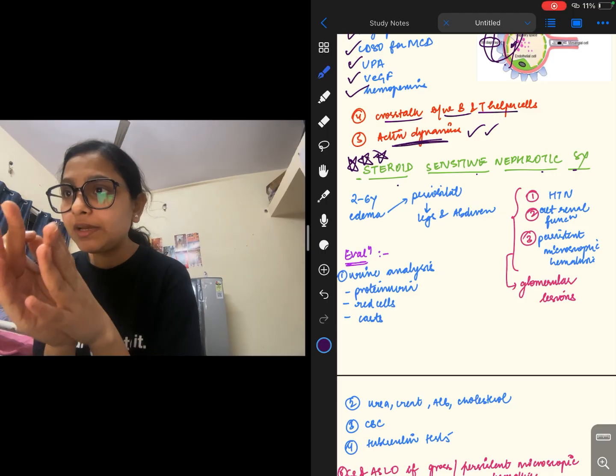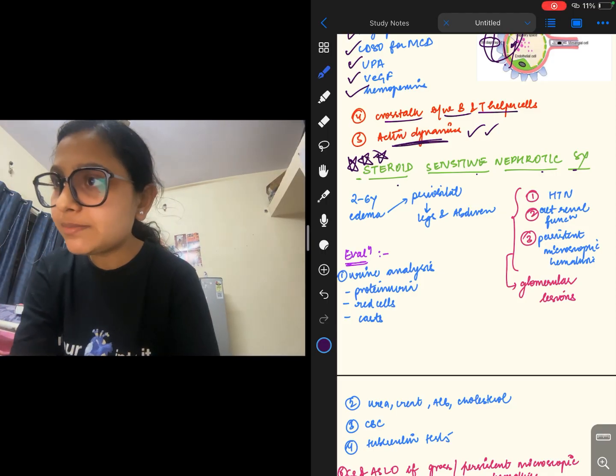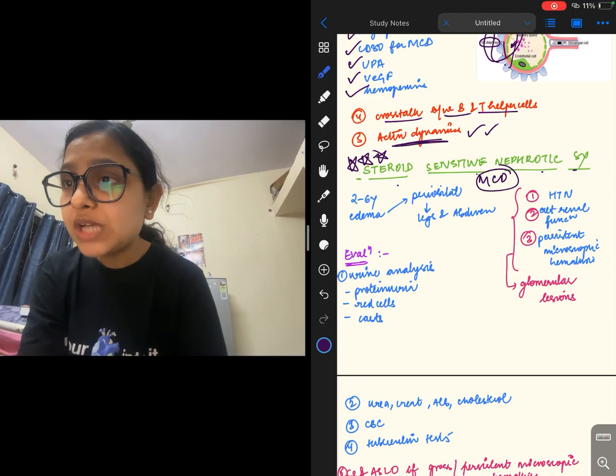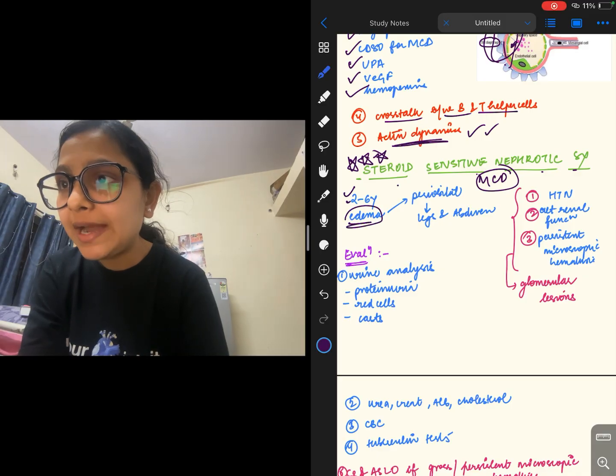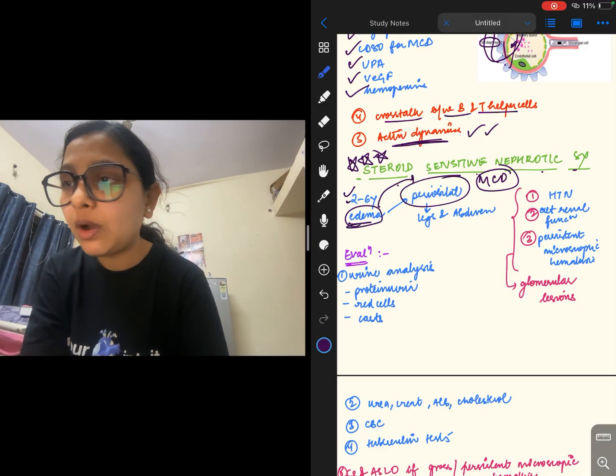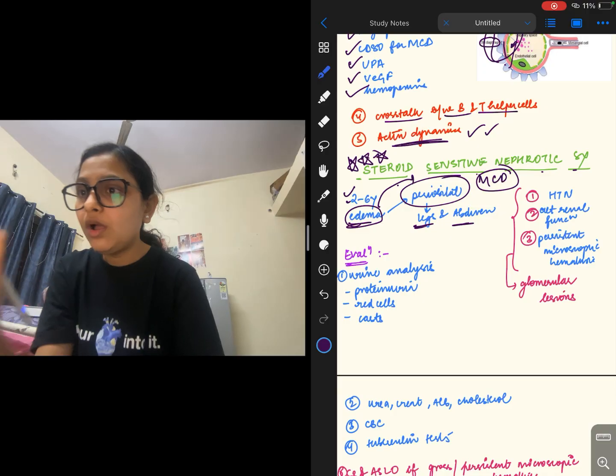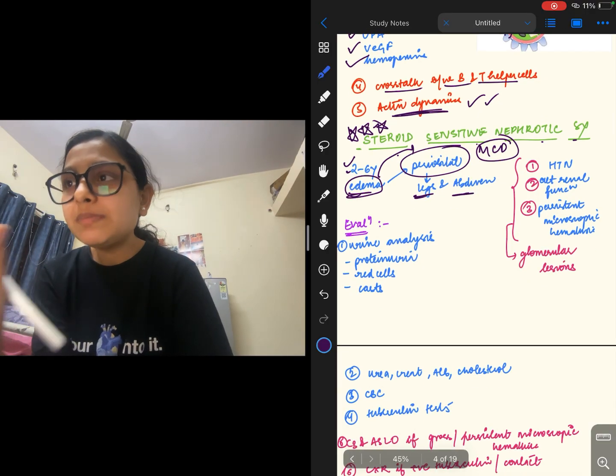Okay. And the most common cause in this is minimal change disease, which happens in the 2 to 6 years age group, with edema that starts first periorbital around the eyes, then goes to the legs and abdomen. Okay. So this is minimal change disease.